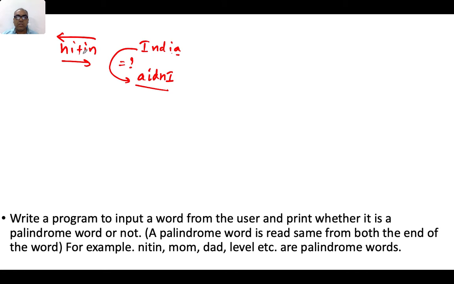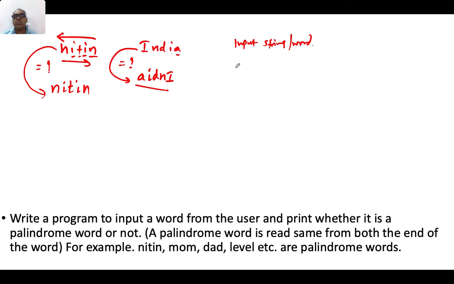So let's do the same thing with Nitin. My last character N accumulated, previous character I accumulated, previous character T accumulated, previous character I accumulated, previous character N accumulated. Now, are they the same? Yes, then it is a palindrome. So it's very simple. First we need to input a string, or so-called word.